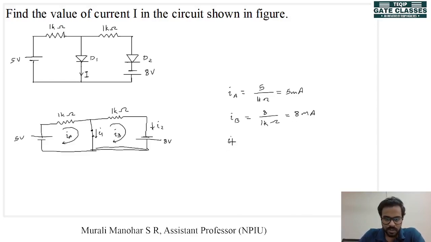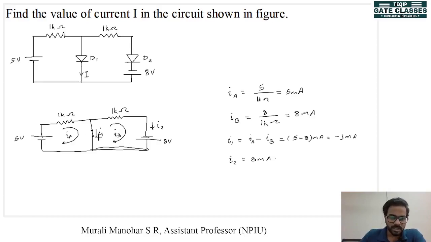What will be I1? From the figure, by looking at the direction, we can see that I1 will be IA minus IB, right? So IA is 5 milliampere, IB is 8 milliampere. So I1 will be 5 minus 8 milliamps, that is minus 3 milliamps. And what will be I2? Same as IB. So I2 is 8 milliampere.